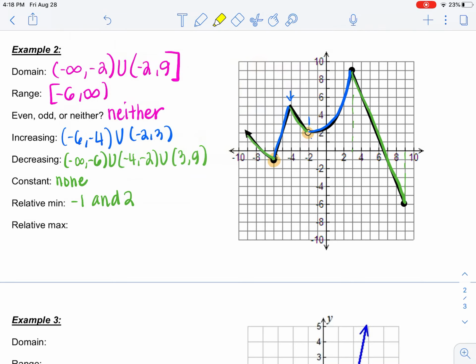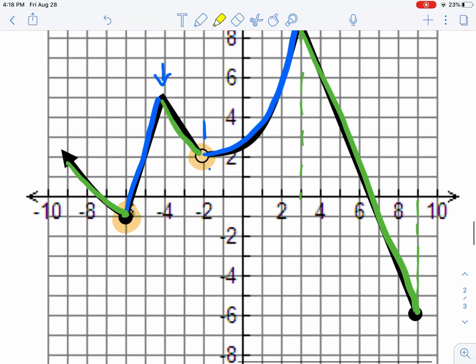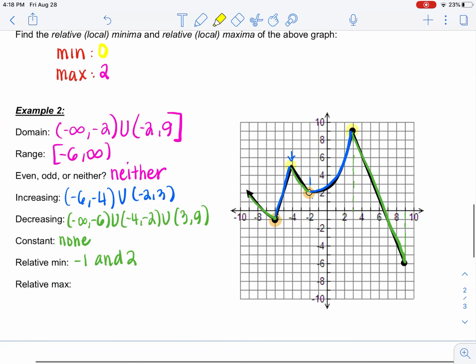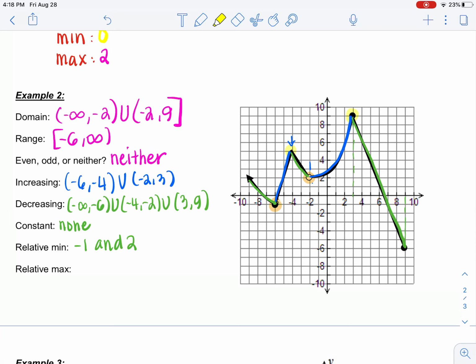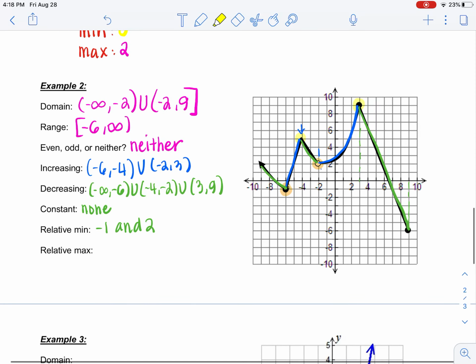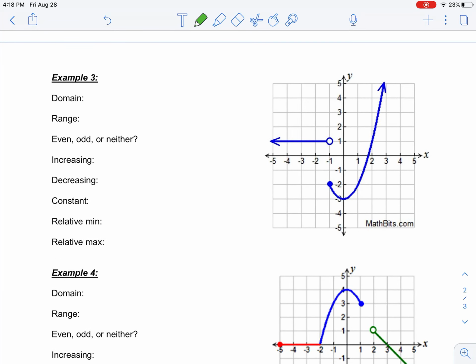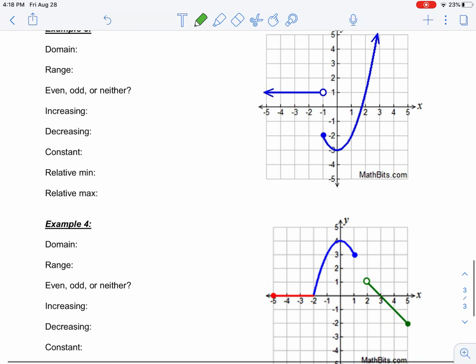Relative maxima, I'm looking for it going from increasing to decreasing. So increasing to decreasing right here, and increasing to decreasing right here. And those are my only 2 places. So those y values are 5 and 9. Okay. All right, go ahead and pause the video and try the next 2, and then come back and check your answers here.